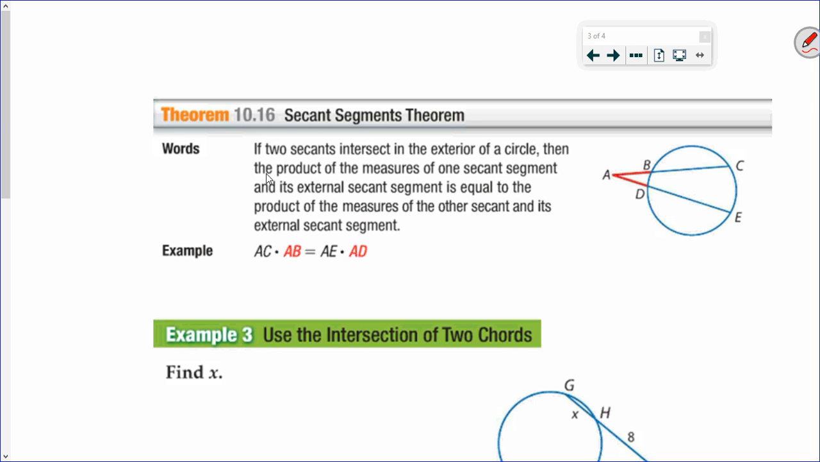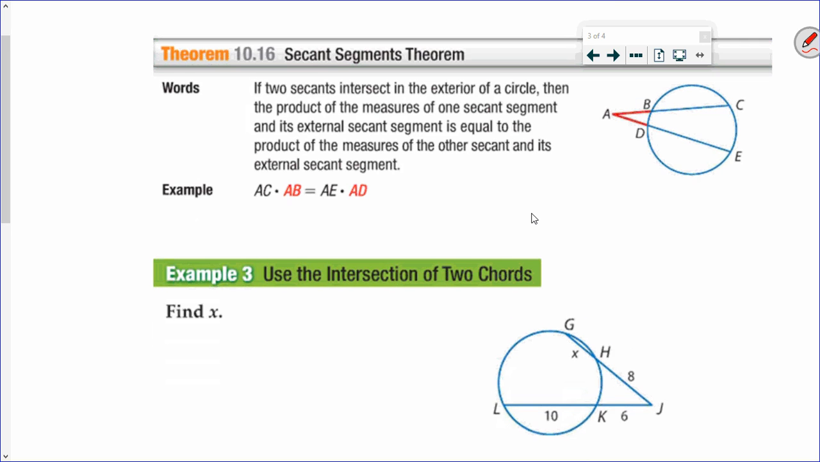Theorem 10.16, the secant segments theorem. So if two secants intersect in the exterior of a circle, so these secants intersect outside the circle, as shown, then the product of the measures of one secant segment and its external secant segment is equal to the product of the measures of the other secant and its external secant segment.